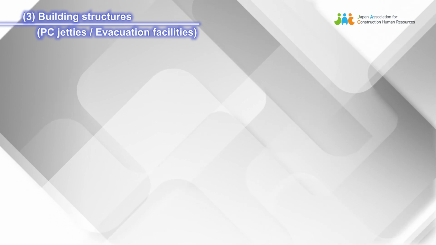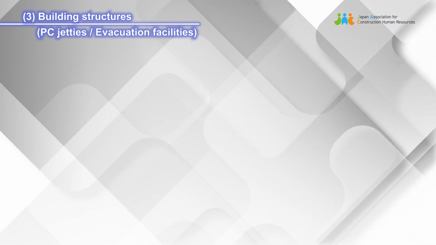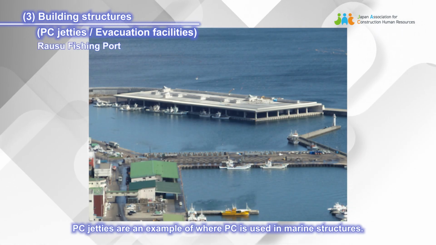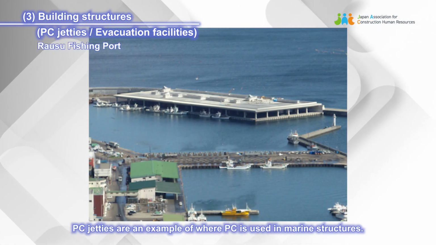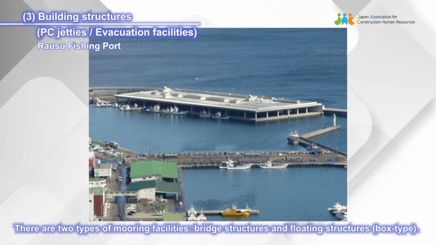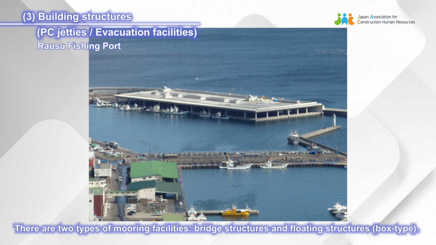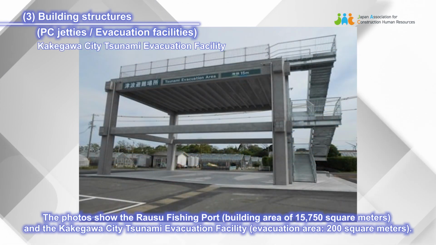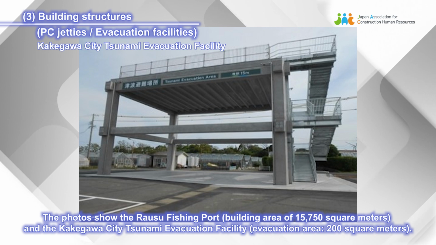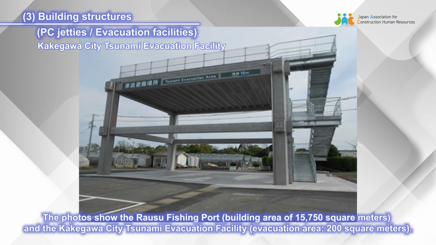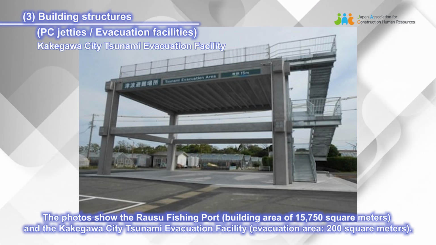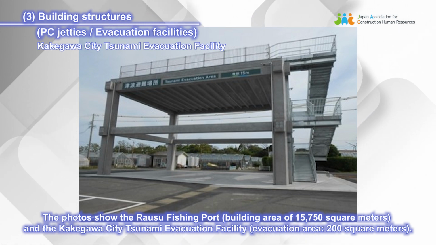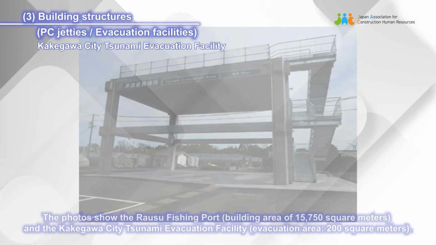Building structures, PC jetties, evacuation facilities. PC jetties are an example of where PC is used in marine structures. There are two types of mooring facilities: bridge structures and floating structures, box type. The photos show the Raosu fishing port, building area of 15,750 square meters, and the Kakagawa City Tsunami Evacuation Facility, evacuation area, 200 square meters.